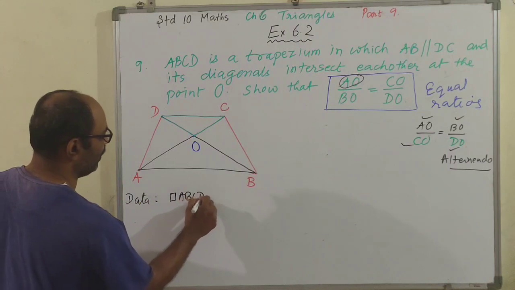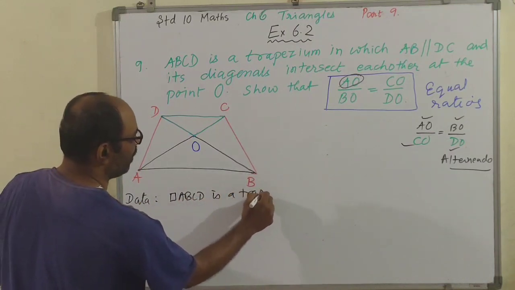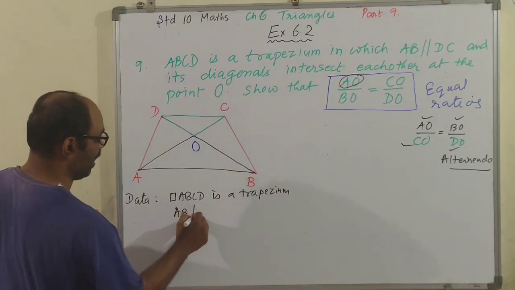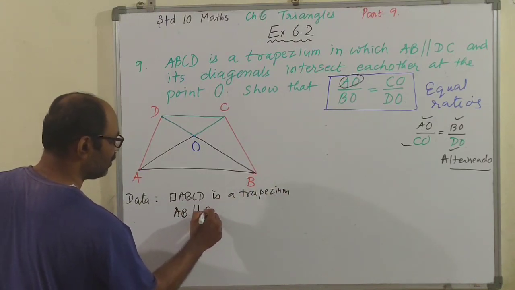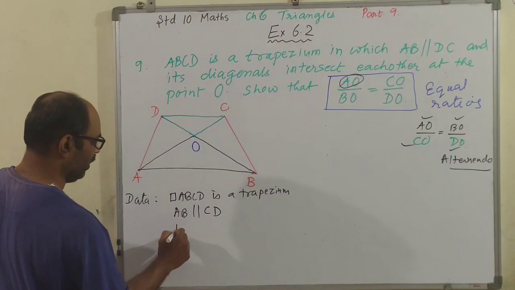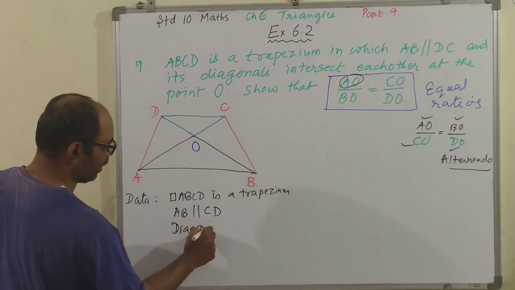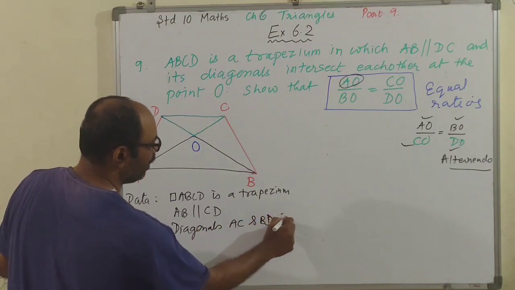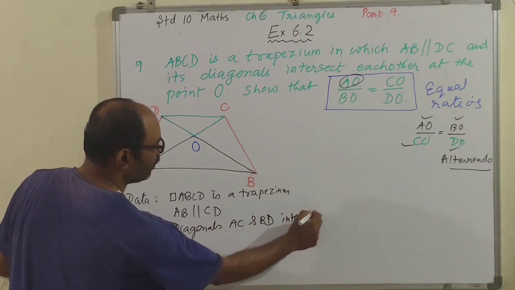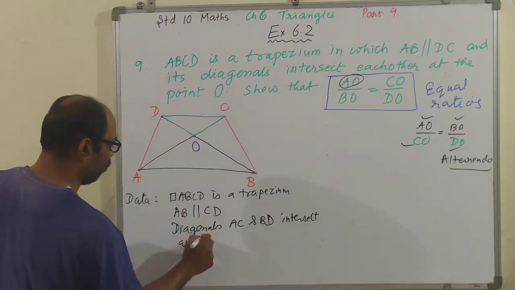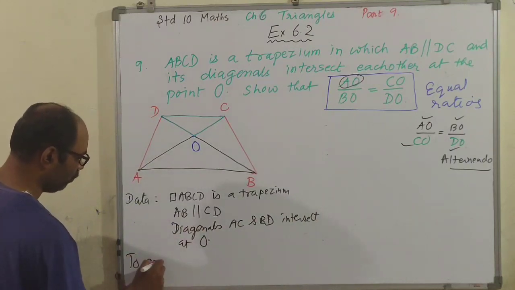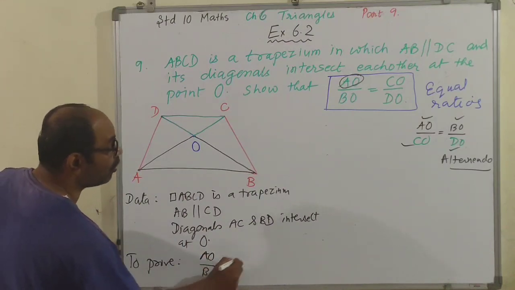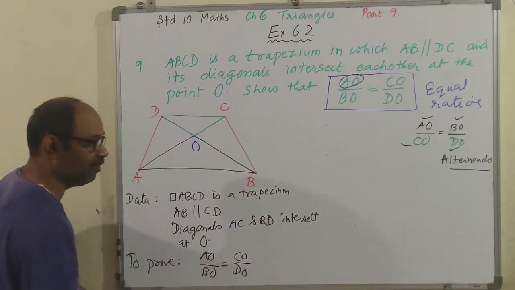Quadrilateral ABCD is a trapezium that is given. AB is parallel to DC, and diagonals AC and BD intersect at O. To prove: AO upon BO is equal to CO upon DO.